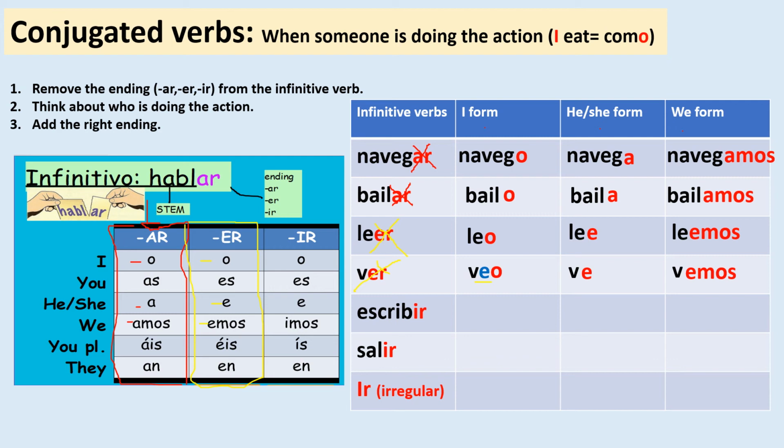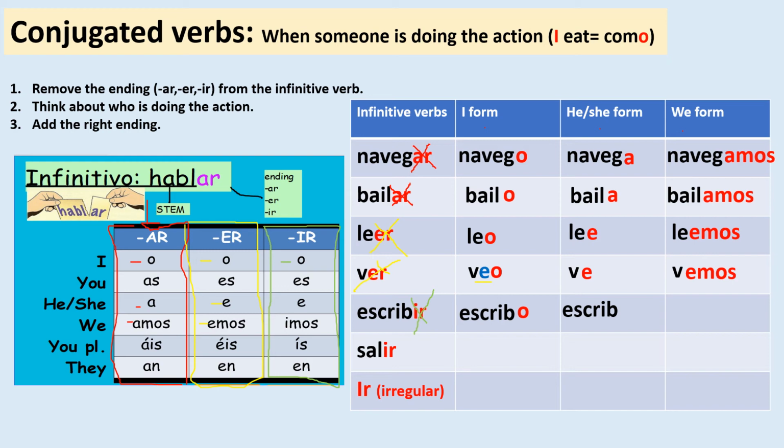Now, let's do the same for escribir. So escribir is a verb ending in ir, so we need to use the third column of the conjugation table. So we remove the ending, that's our first step, and I'm left with escrib. Now we need to add the I ending, which is O. So I write, escribo.